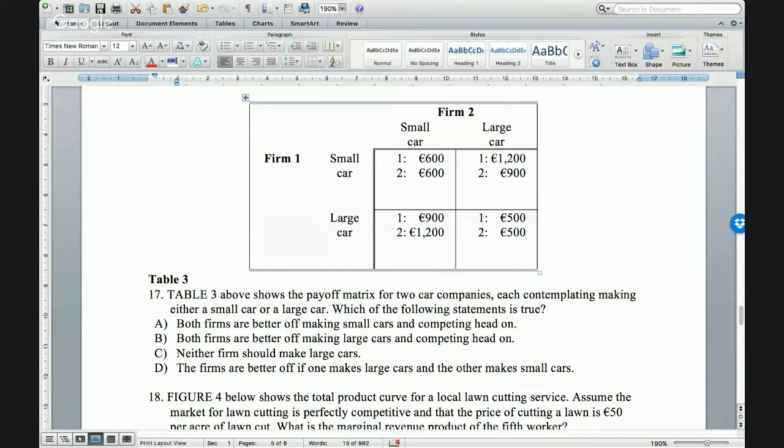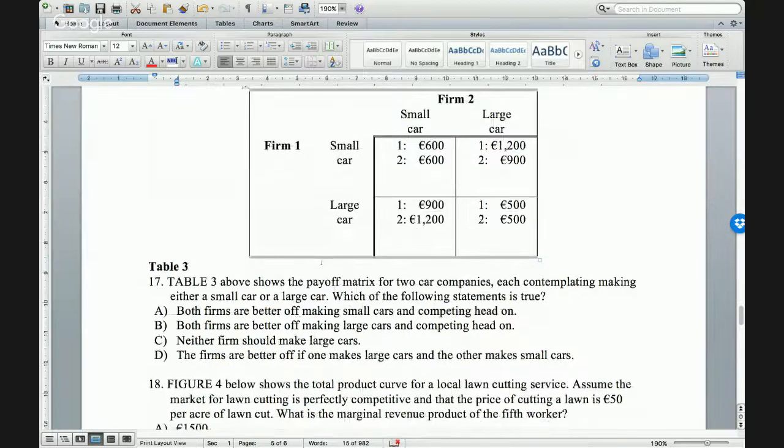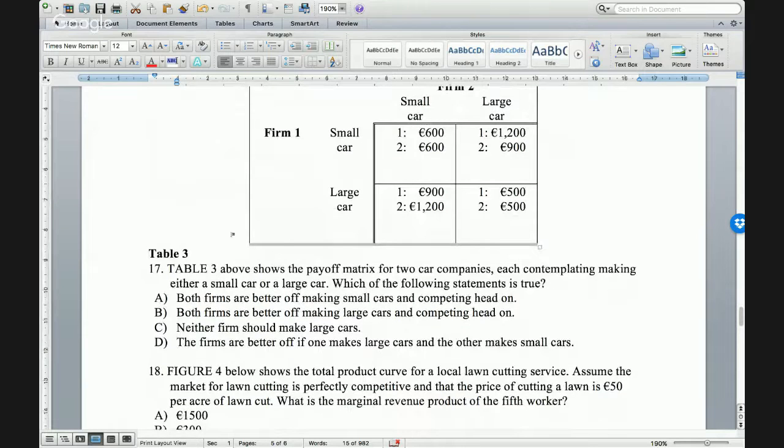And likewise, if firm 1 decides to go against the collusion, they could produce a large car and firm 2 producing only a small car, and firm 1 could earn the €1,200 and firm 2 only €900. So there's a level of mistrust between these two firms. If they agree on the small cars, could one end up producing the large, making a higher profit? Or likewise, firm 1 could do that. So the overall strategy would be for them to actually produce the large cars, because with collusion, you don't have to trust. So let's see if any of that information here is in question 17.